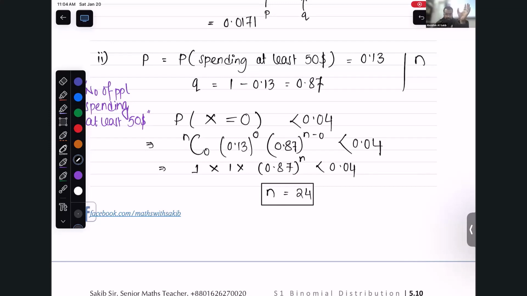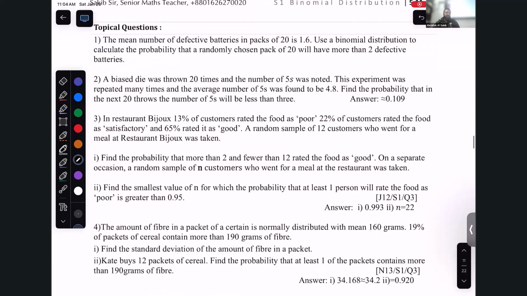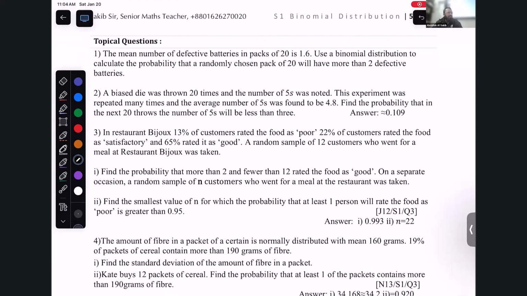Done? Okay. Next. So now there are some topical questions from some question papers, and these maths are very easy. So do you remember what's the expected mean formula for binomial distribution? EX equal to what? NP. And if I ask Huzaifa, what's the variance formula of binomial distribution?